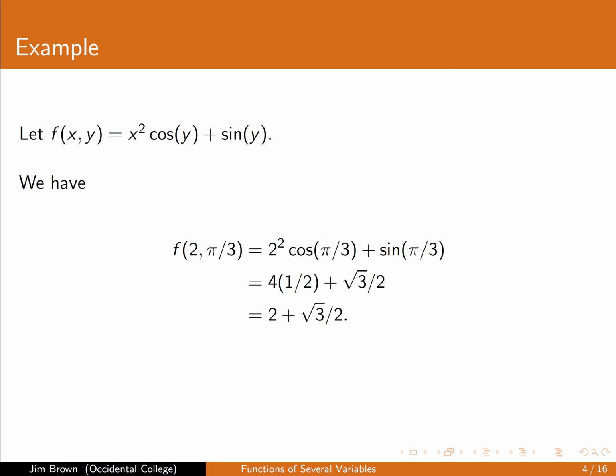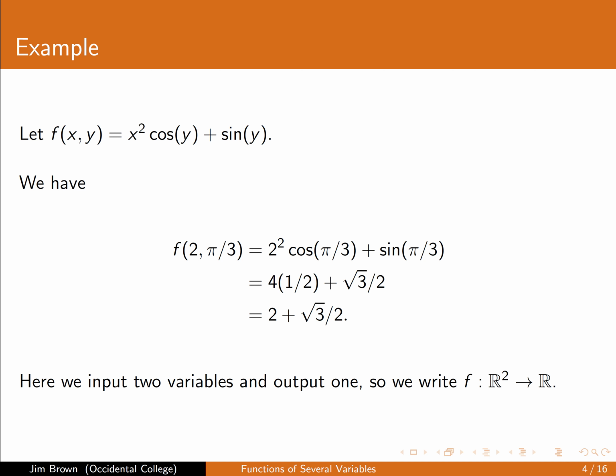So we see f of 2 comma pi over 3 is 2 squared times cosine of pi over 3 plus sine of pi over 3. And so this is 4 times 1/2 plus square root of 3 over 2, which is just 2 plus square root of 3 over 2. So we evaluate these functions just like you evaluate a function of one variable. We just have more inputs that go in and more places we have to replace the variables. Okay, and notice again we have two input variables and one output variable. So this is a function that we would view as going from R2 into R.